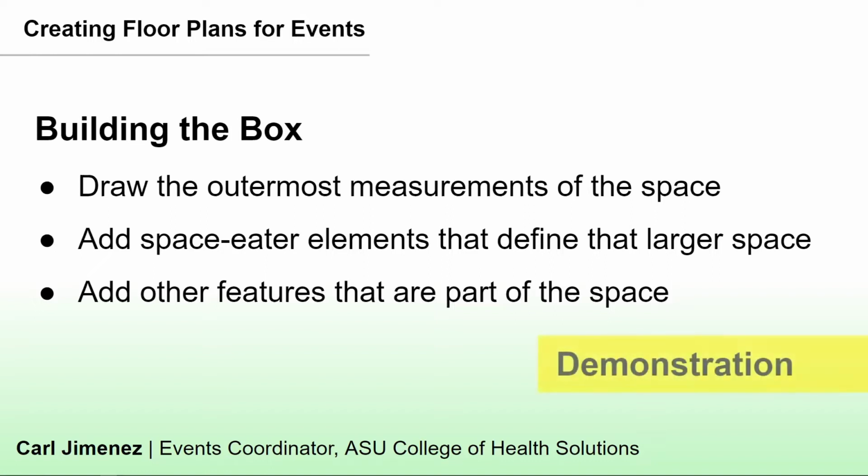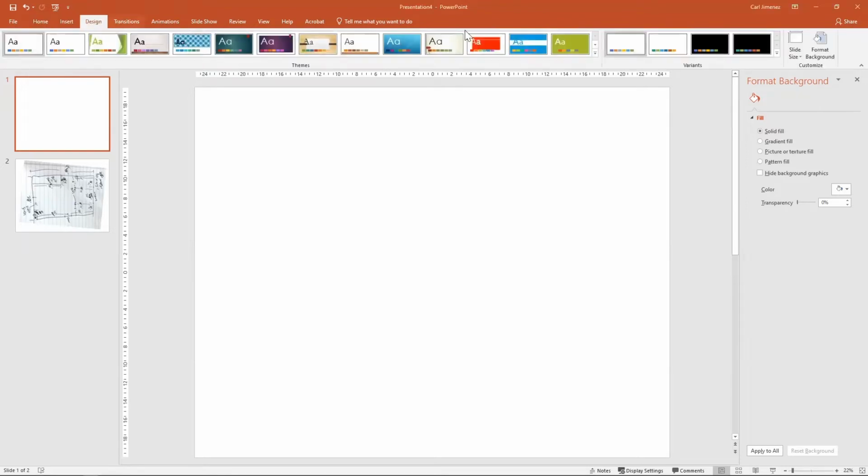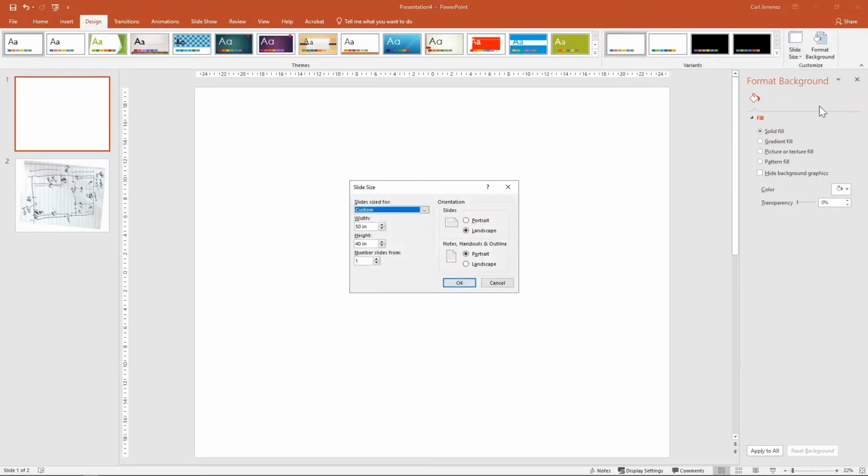Okay. So here's a demonstration of building the box. When you first launch PowerPoint, it's going to set up a default size of a widescreen or a traditional slide format. What you want to do though is create a canvas. The way I do that is you go to the Design tab, and again, it may be different in your software, but you're going to go where you can adjust the slide size, and set the custom size.